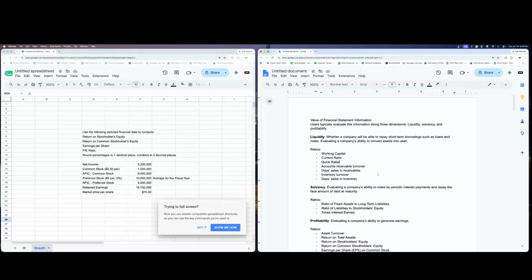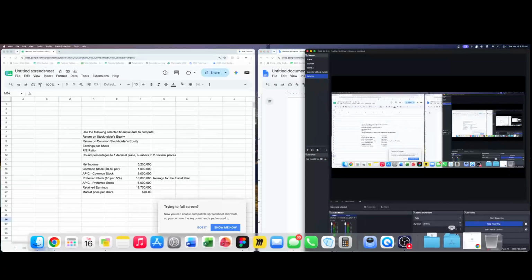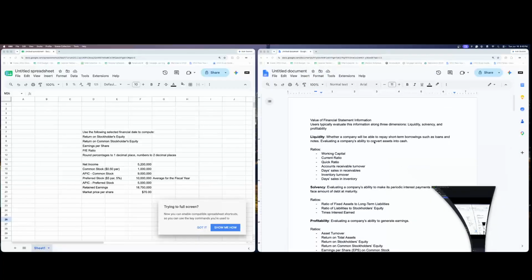These ratios are analyzed and evaluated across 3 dimensions. The first dimension is liquidity. Liquidity is evaluating a company's ability to convert assets into cash. Like, how easy is it for this company to convert its assets into cash. Okay.